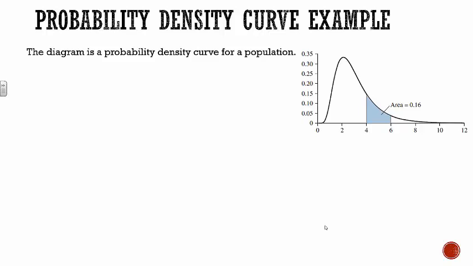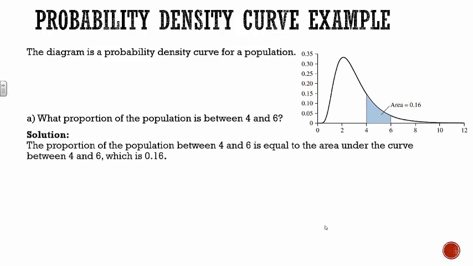They're curved out. And again, you have a total probability underneath of 1, and then you can look at specific values or specific probabilities between two numbers. In this case, we're looking at values between 4 and 6, as shown by the highlighted blue area in the picture. What proportion of the population is between 4 and 6? Well, the proportion is equal to the area under that section of the curve. They told us in the drawing that the area was 0.16. So the proportion of the population between 4 and 6 is equal to 0.16.